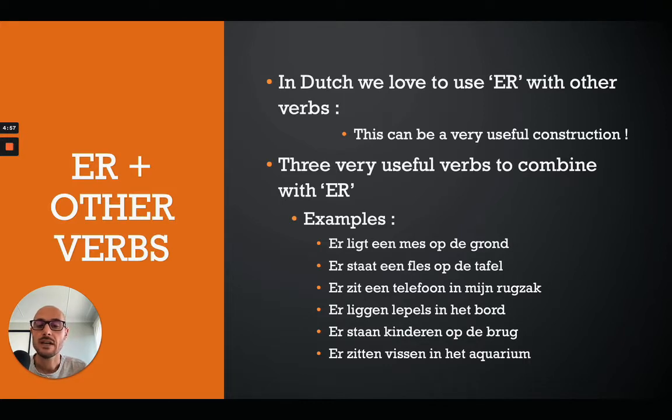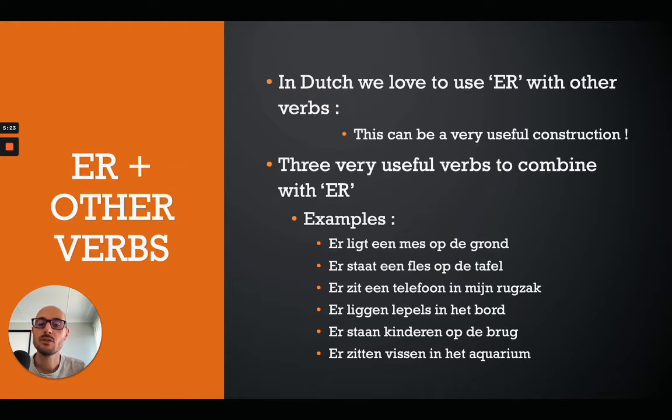Alright, so there's a knife laying on the ground, there's a bottle standing on the table, there's a phone in my backpack, there's spoons lying in the plate, there's children standing on the bridge, and there are fish in the aquarium. Now, this would be the normal English translation, but let me now translate it in bad English, so you have an idea of what we exactly say in Dutch.